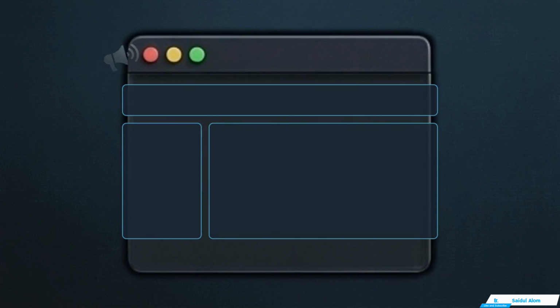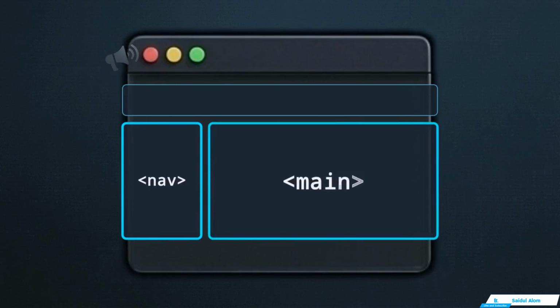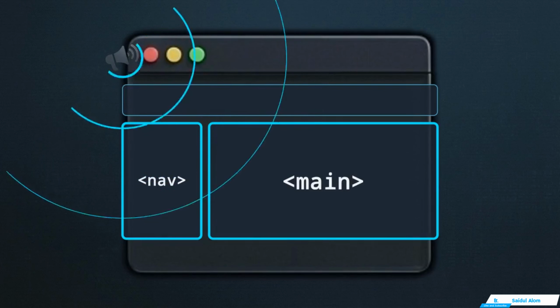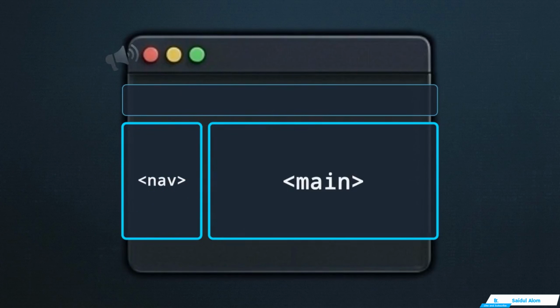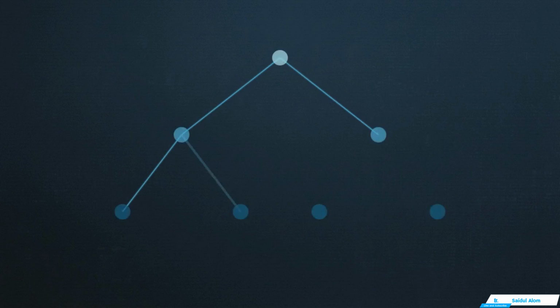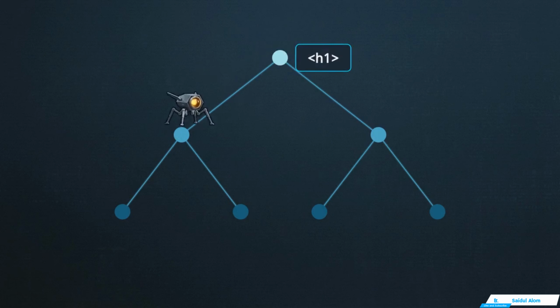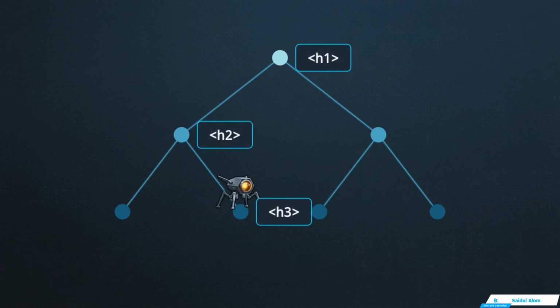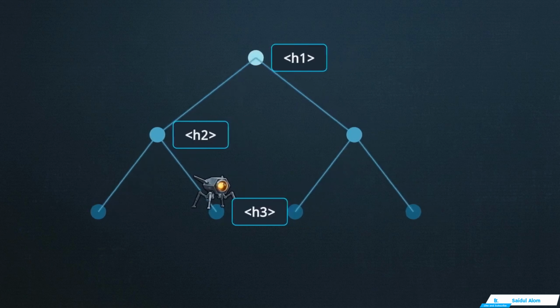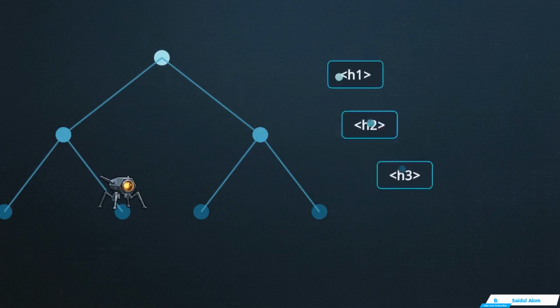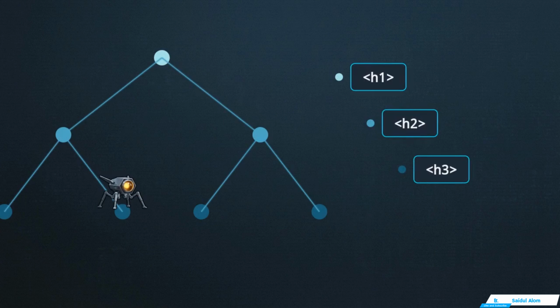Screen readers, assistive software programs that read on-screen text aloud, rely entirely on semantic landmarks like nav and main to help visually impaired users navigate the page. The second benefit is search engine optimization. Search engine crawlers, automated bots that index the web, prioritize structured content. They use strict heading hierarchies from H1 down to H6 to determine exactly what a page is about.